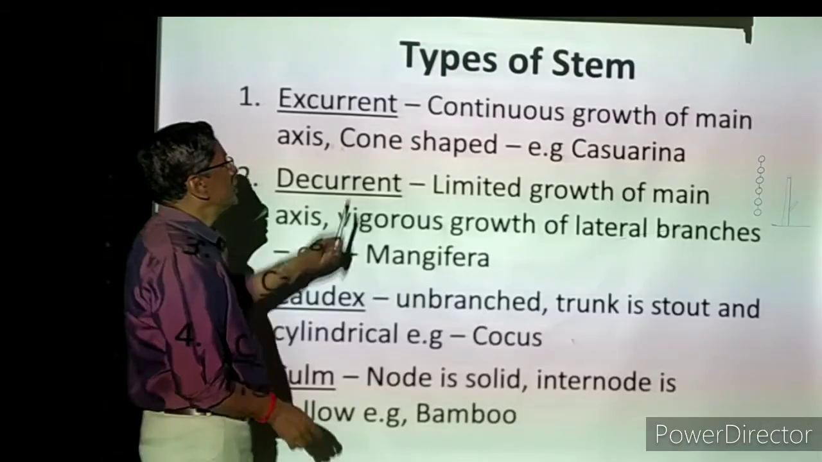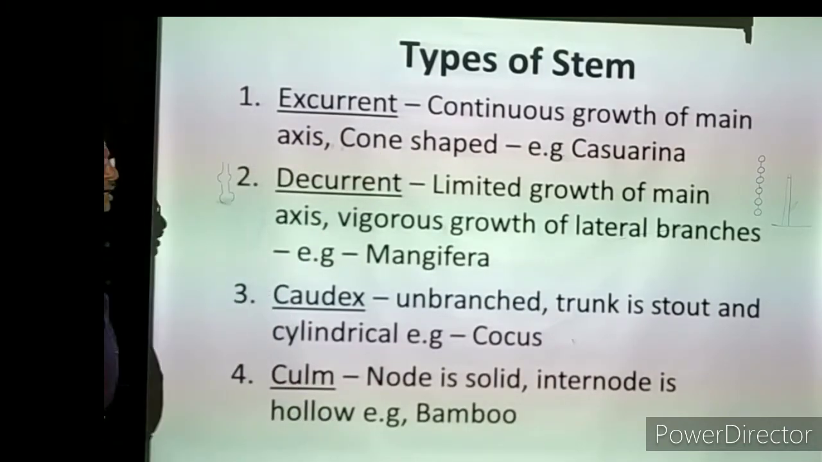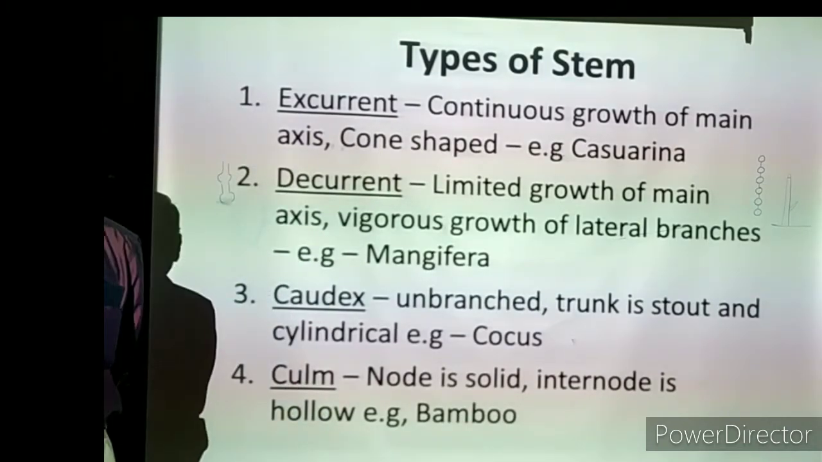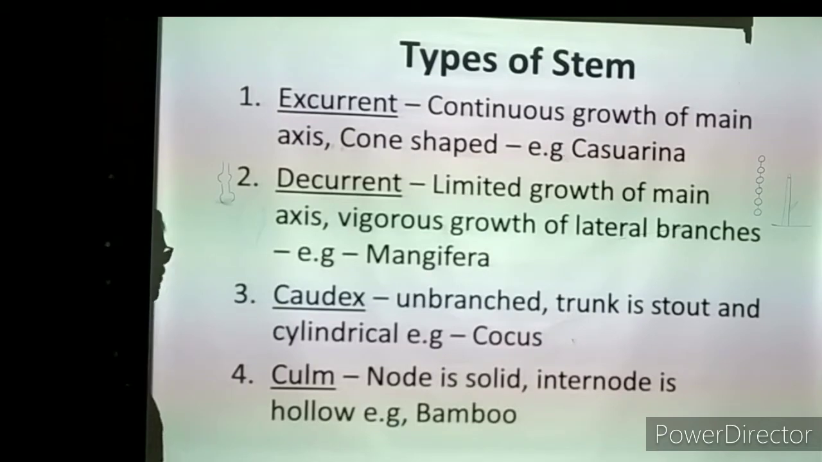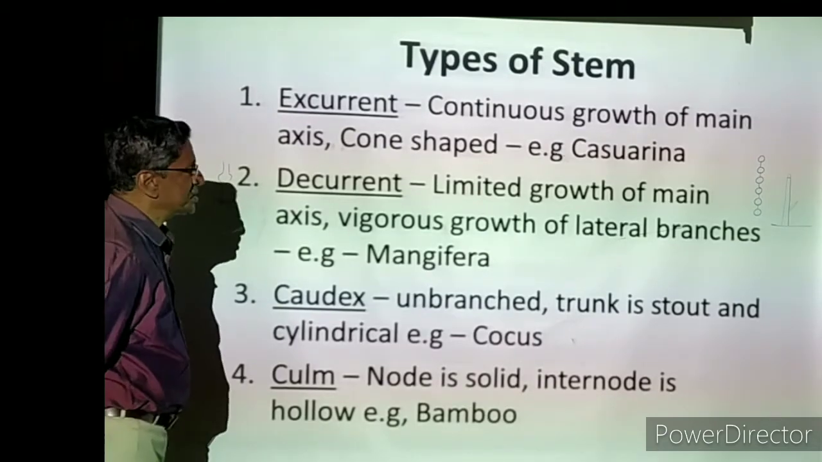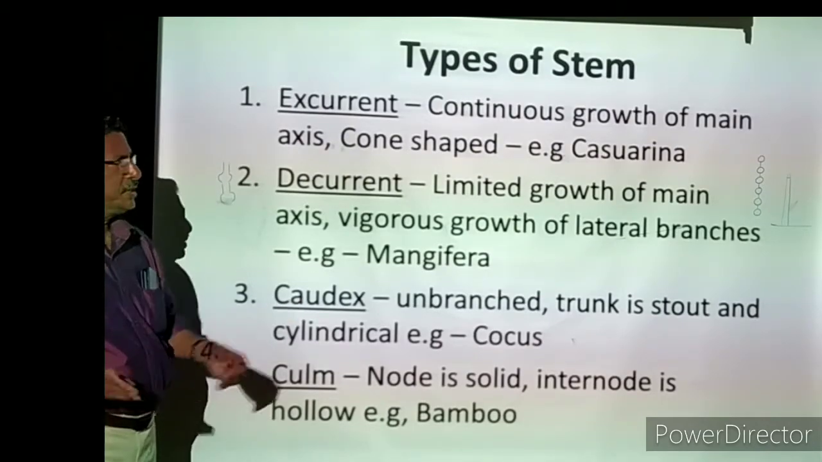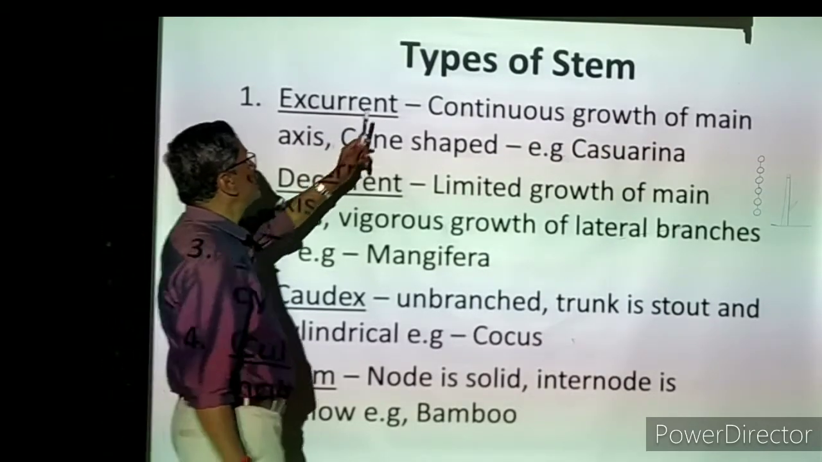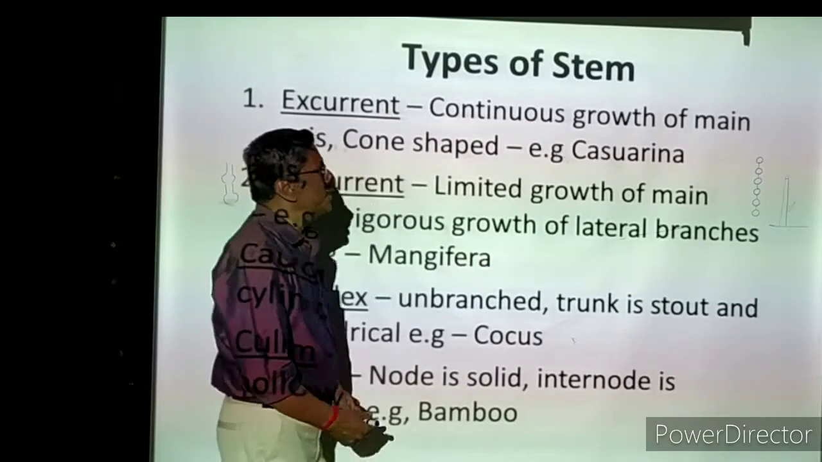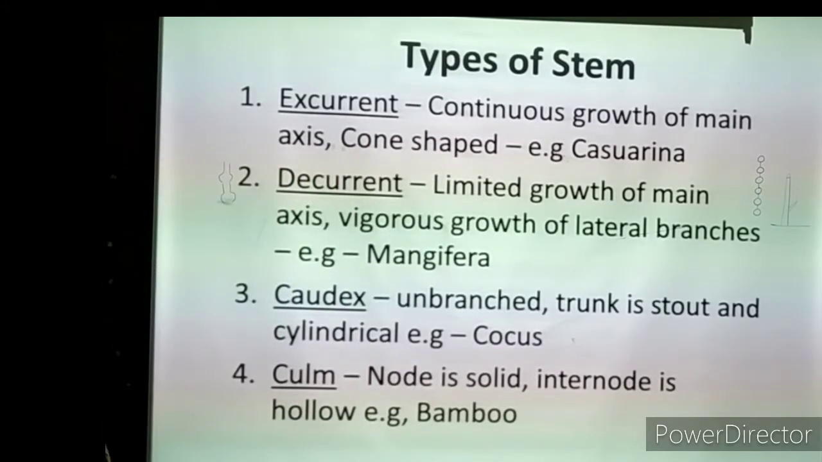Now we are coming to the types of stems. If you observe the stems of all plants, there are different types. All the stems are not looking alike. They are not present as such. They have variations in various types of plants. So we are going to see what various types of stems are found in plants.